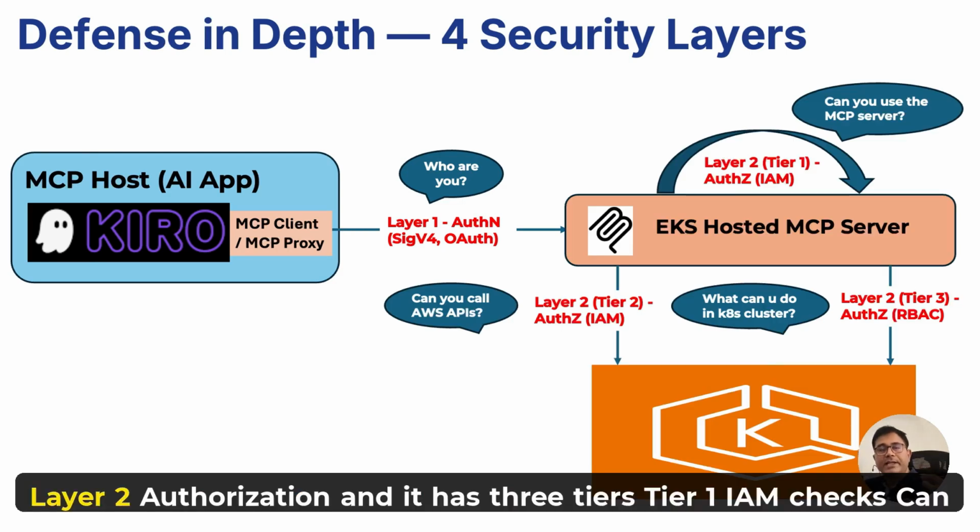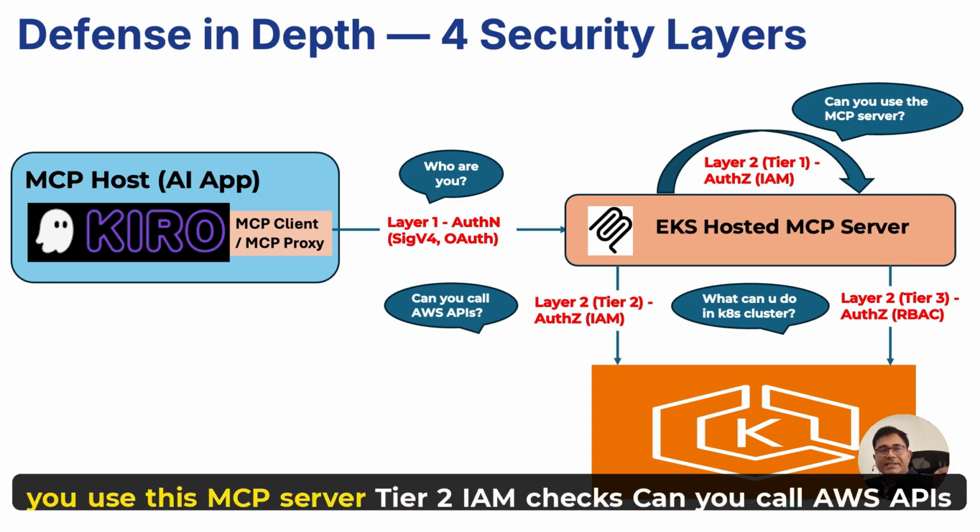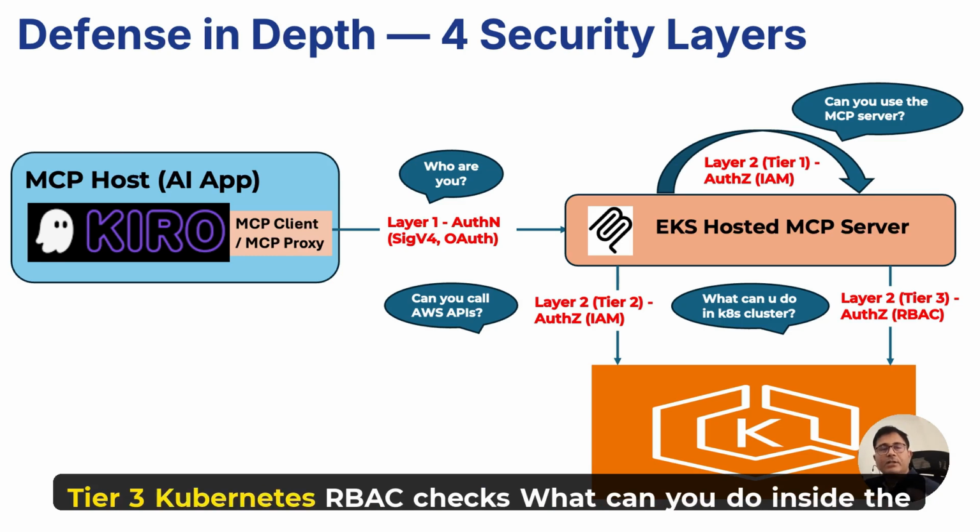Layer 2, authorization, and it has 3 tiers. Tier 1, IAM checks: can you use this MCP server? Tier 2, IAM checks: can you call AWS APIs? Tier 3, Kubernetes RBAC checks: what can you do inside the cluster?